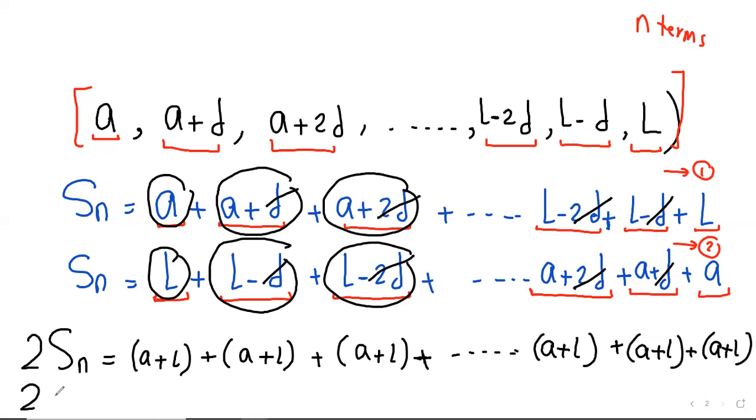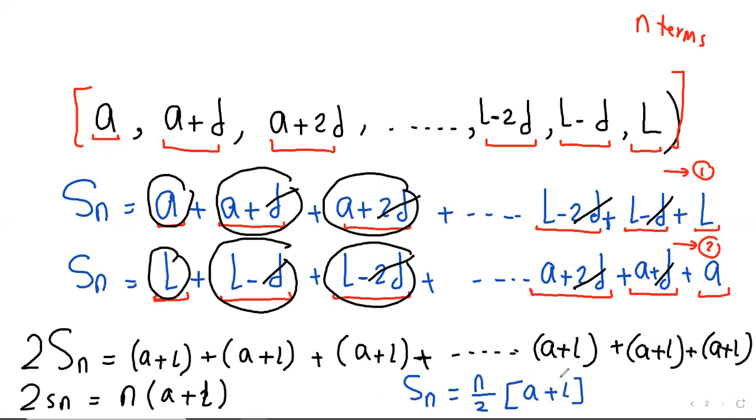So 2Sn is equal to what? The number of terms n multiplied by A plus L. Then divide both sides by 2. You will end up with Sn, the sum of all terms, equal to n over 2 multiplied by A plus L. You know A is the first term and L is the last term. So Sn, the sum of all terms, is equal to n over 2 multiplied by A plus L.